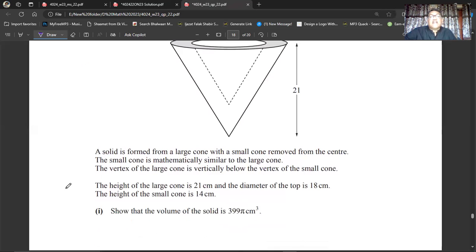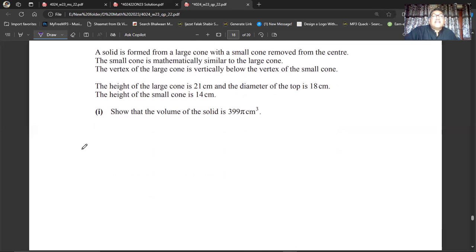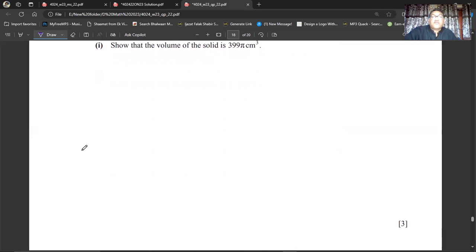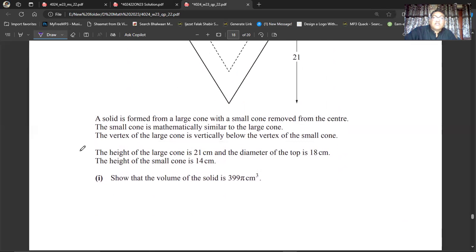The height of the large cone is 21 centimeters and the diameter of the top is 18 centimeters. The height of the small cone is 14 centimeters. They say show that the volume of the solid is 399 pi centimeter cube, and it's a 3 marks calculation.